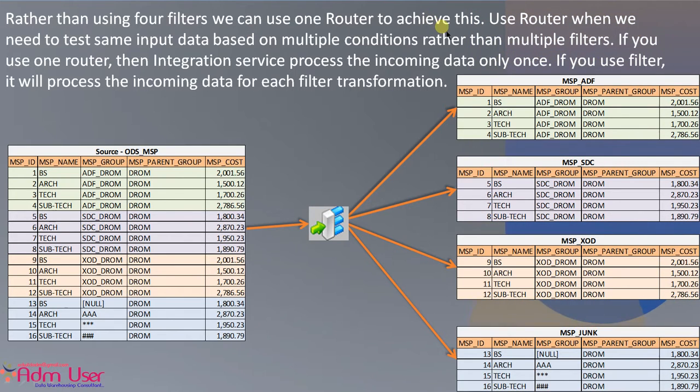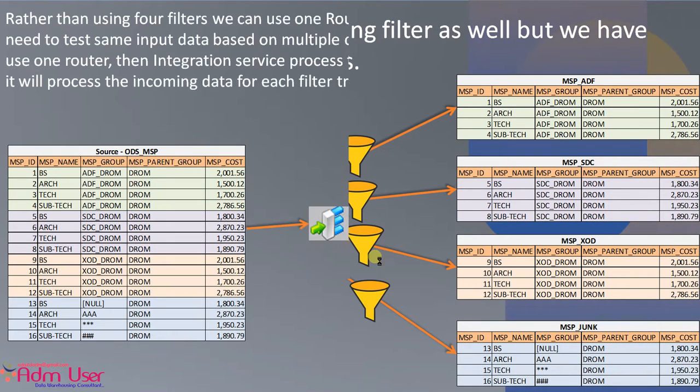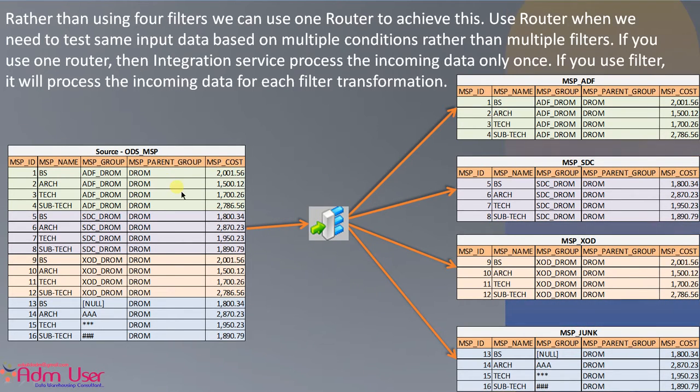Why? Let's say if you use one router transformation, what happens? Integration service will process the incoming data only once. If you see the earlier mapping, if you use 4 filters, the Integration service will process the incoming data for each transformation, so 4 times it will process the incoming data. In the router, because we are using one transformation, the Integration service will process the data only once.